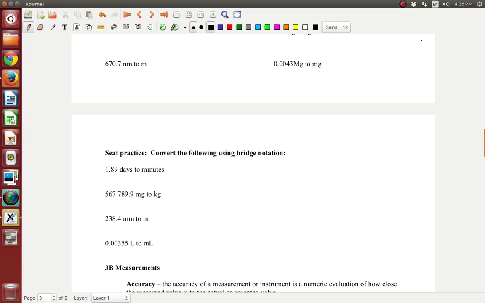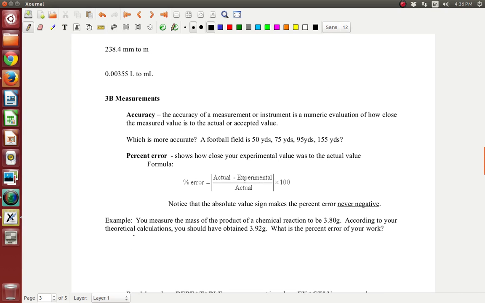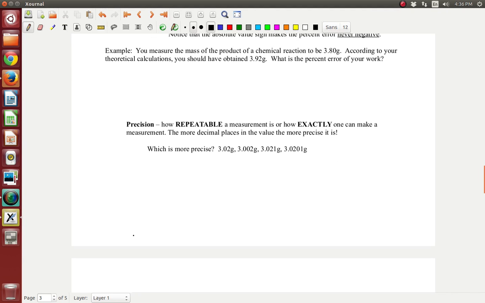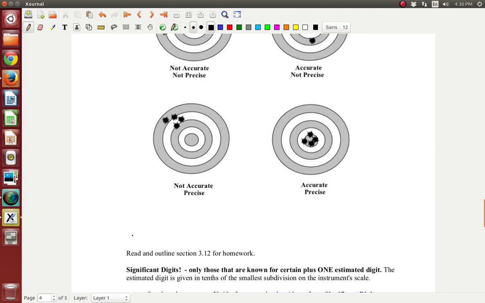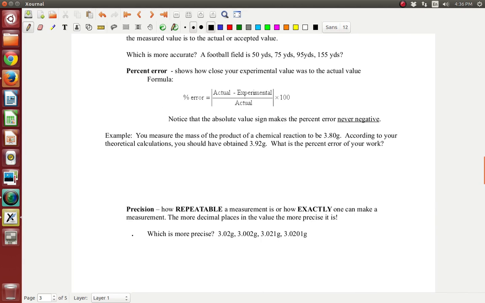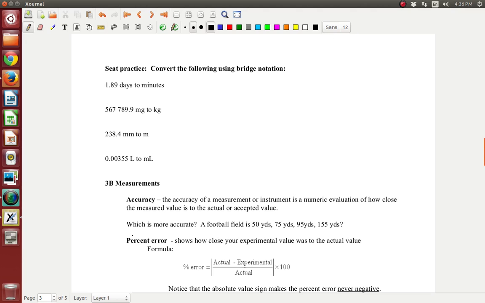I'm going to go through the part that we didn't get to in part of our class. We're going to go through the answers for the seat work, and we're also going to cover accuracy, percent error, precision, so that you'll be ready to do your homework assignment for today.